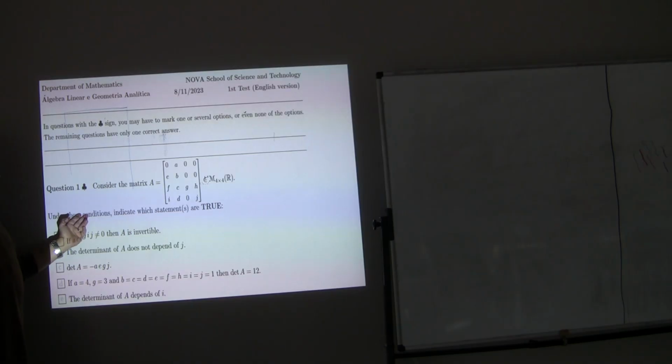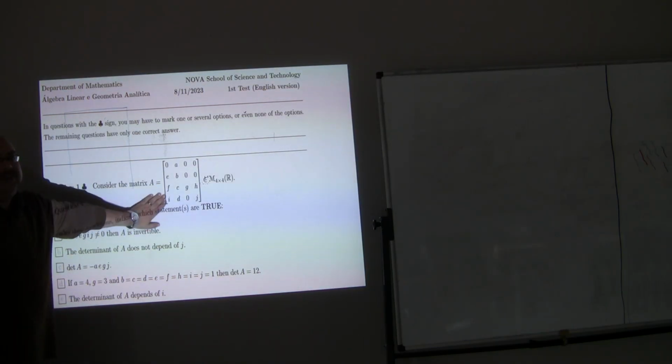Under these conditions, indicate which statements are true. He's asking you, if A, C, E, G, I, J doesn't equal 0, then A is invertible. How to check this? If I wanted to check a matrix to be invertible, the first step is to get its rank, okay, yes, you are right. But it is easier on you to get the value of the determinant of this matrix.